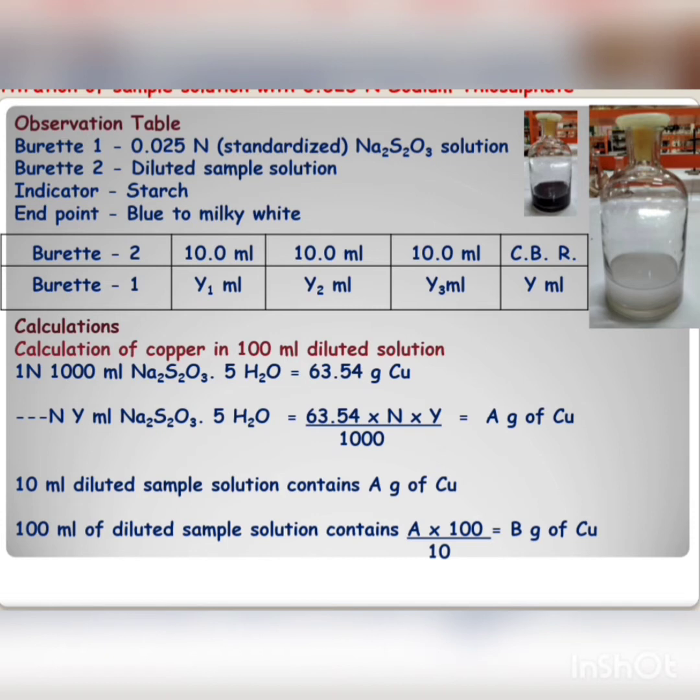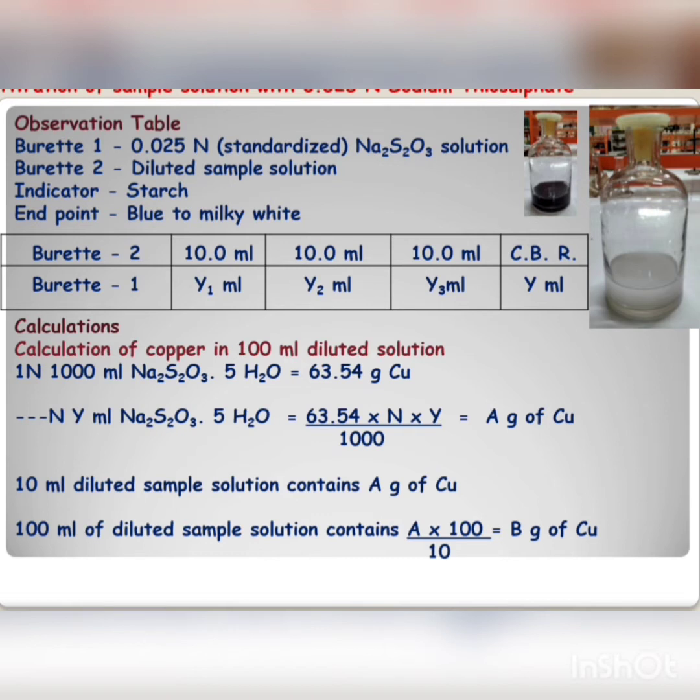This is the titration of the sample solution with sodium thiosulfate, and the same kind of observation table we will write here also, and the end point will be different. See, here I have shown two pictures. In one picture a blue colored solution appears, and in the second picture, that is the end point of the titration, which is milky white.